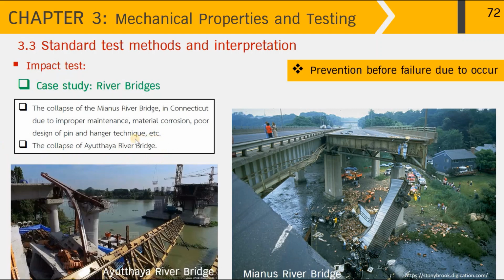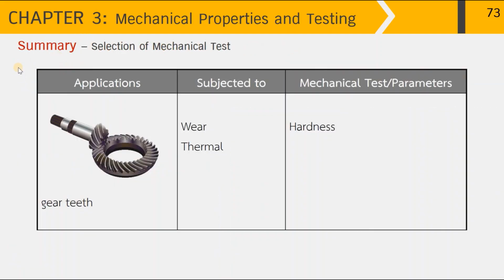Another case study is from our country, the collapse of the Ayutthaya River Bridge, like you see in the picture here. Not so much different, isn't it? So we can avoid this from happening, and it's up to us to prevent it before failure occurs. And now we come to the summary of the chapter, mechanical properties and testing. We have gone through 5 different standard tests, which are tensile, hardness, fatigue, creep, and impact tests. So for now, shall we try the selection of mechanical tests for particular applications?